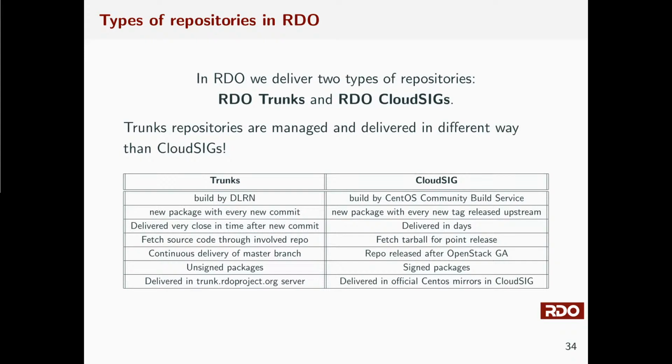On the contrary, we have Cloud SIG. They are built only by CBS, and new package building is triggered by every new release upstream, which implies that they are delivered rather in days or hours than minutes. The source code is fetched by tarballs. New repositories are released after the OpenStack GA. All the packages in Cloud SIG are signed and are delivered in the official CentOS mirror for Cloud SIG.